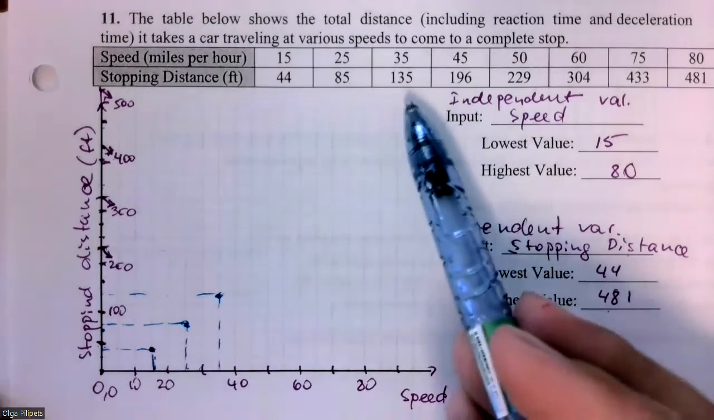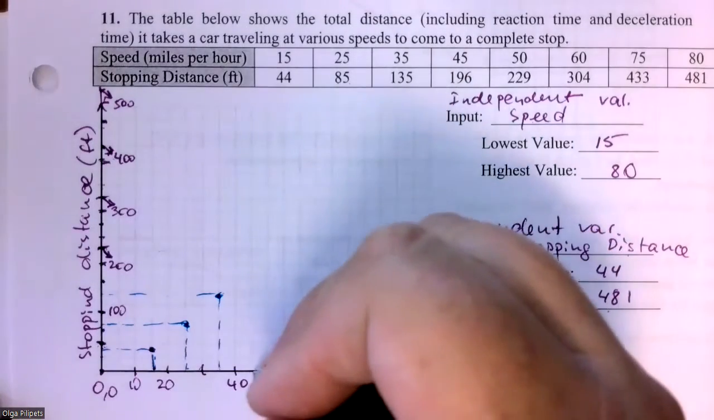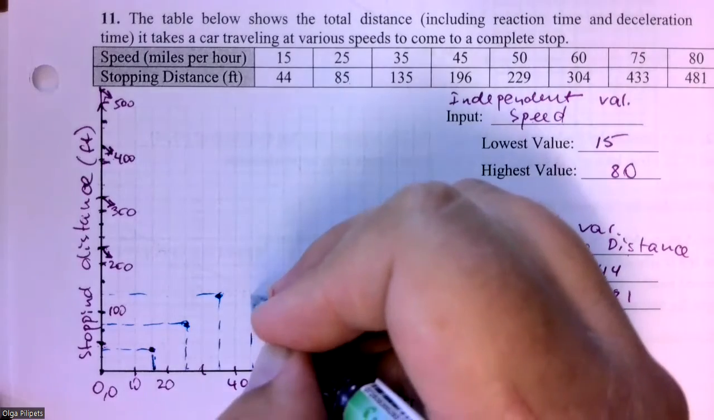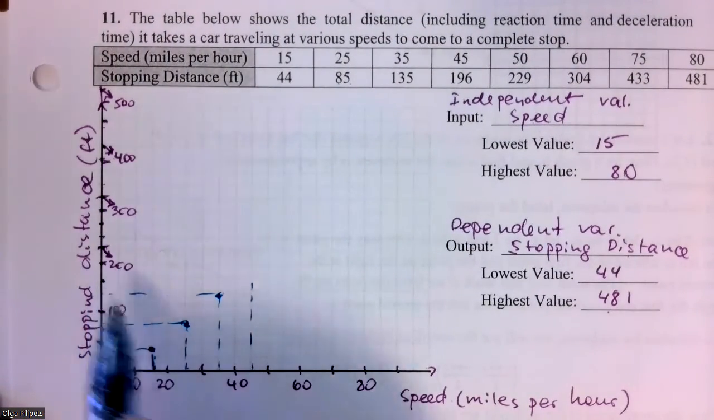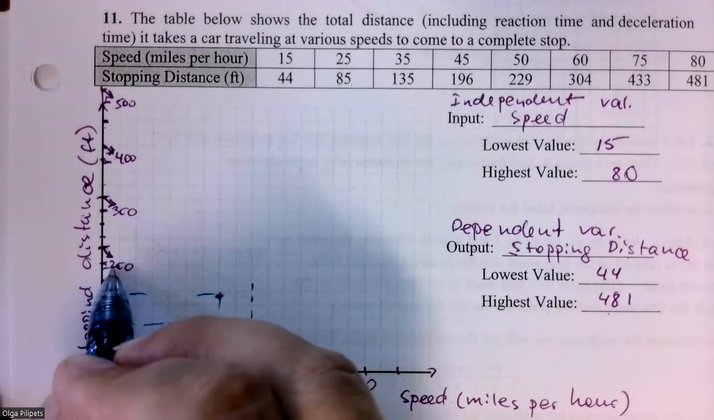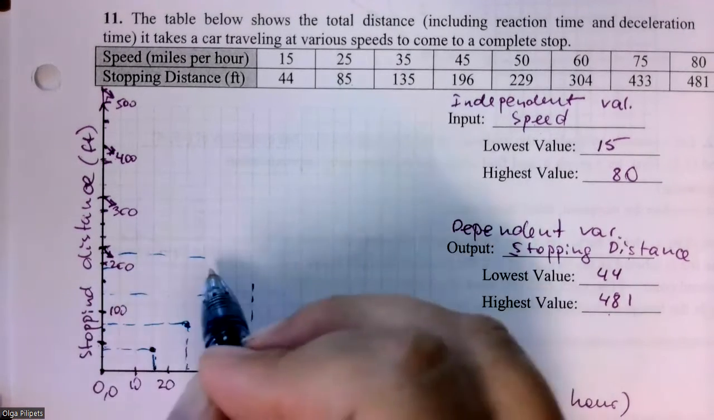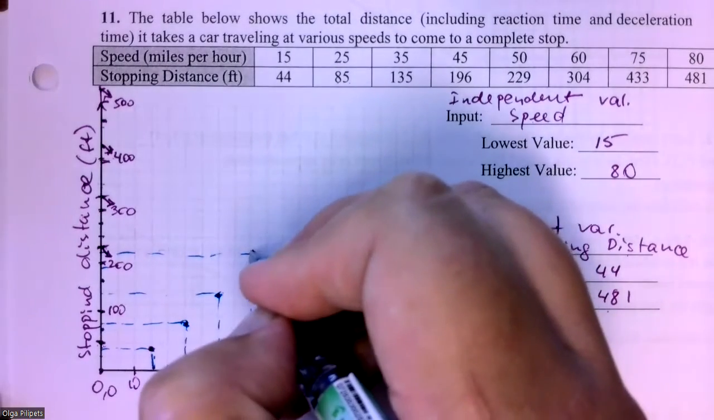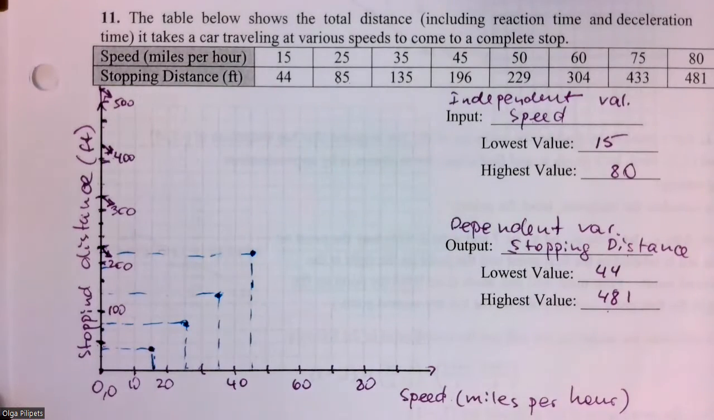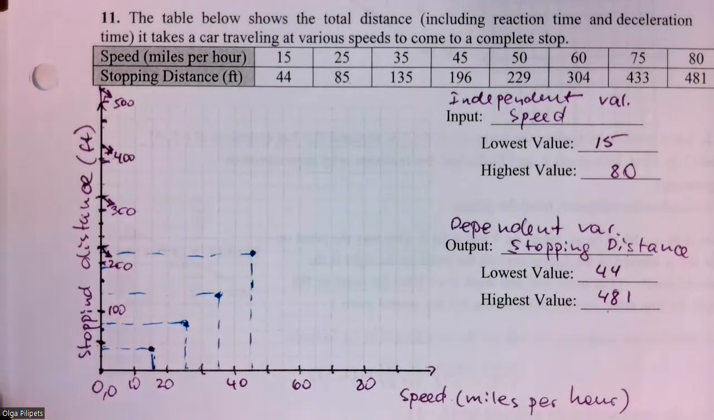Then the next one is 45 and 196. So 45, 196. It's almost 200, but not quite. It's below it. Oh, 200 is right here. It's going to be here. Look at this nice data set. Can you predict where the next one will land?